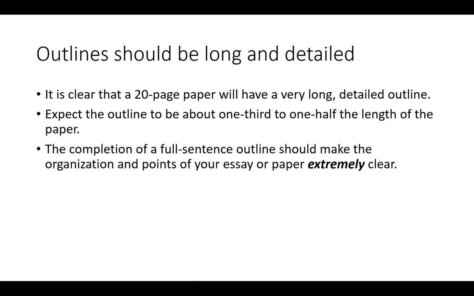What is the flow from Roman numeral 2 to Roman numeral 3 to Roman numeral 4 and on and on? And within each section, what's the flow between A and B and C? And then what is the supporting evidence in each of those? When the professor reads the final paper, it should be a mirror image of your full sentence outline, just with more writing and more crafting of the essay.